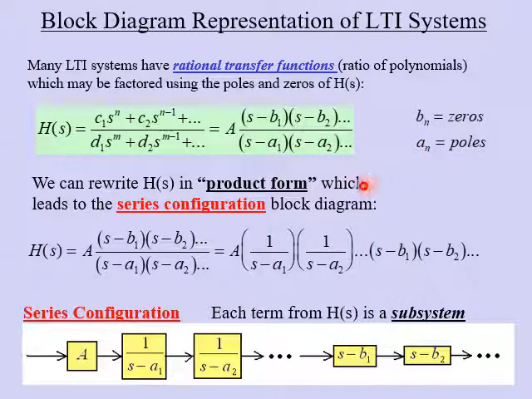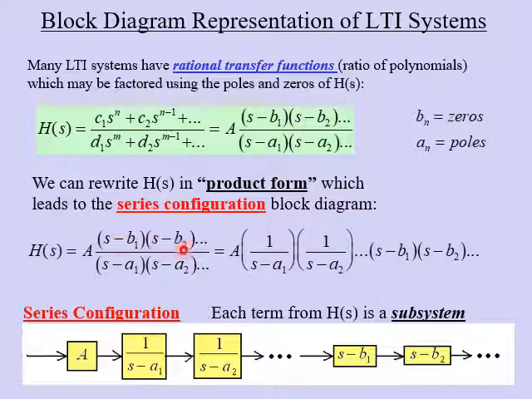Now, we can take H(s) and write it in a couple of different ways. One way is called the product form, which leads to the series configuration of a block diagram. In the product form, we take our factored transfer function and break up each term and simply multiply those terms together, sort of putting them in series like this. So you can see the denominator terms. The 1 over s minus a1 is from this term. This s minus a2 in the denominator leads to this term here, 1 over s minus a2, and we would continue as needed if there are more terms.